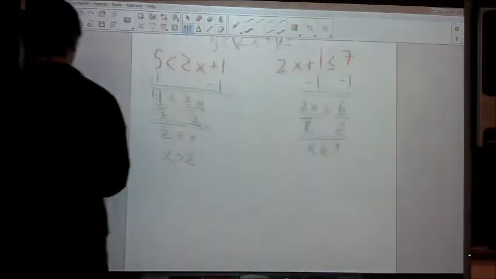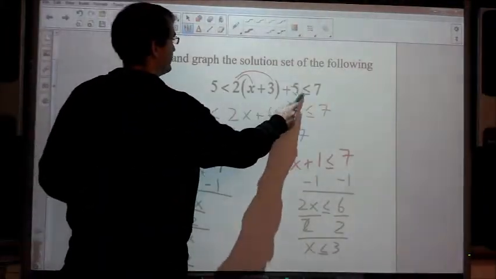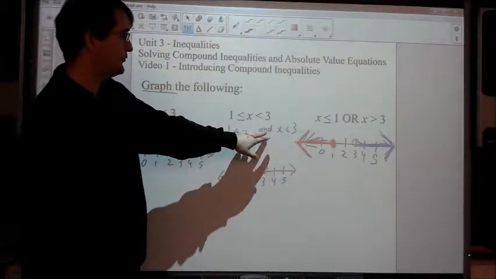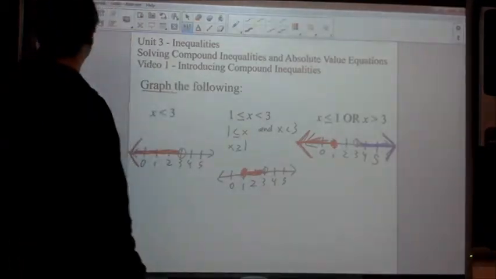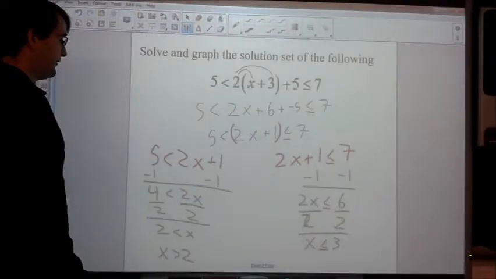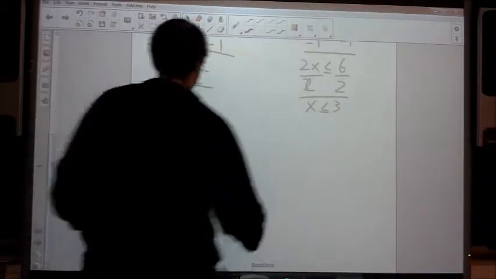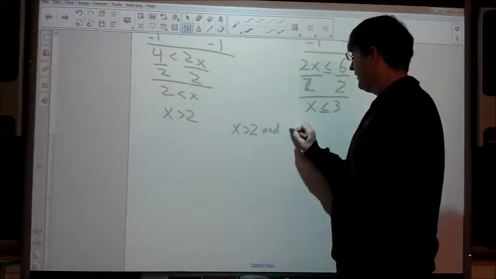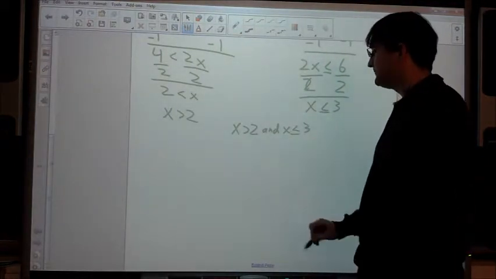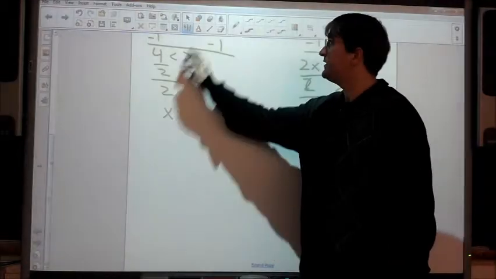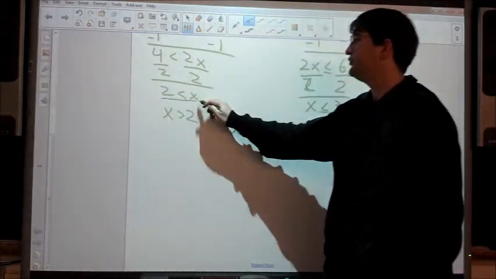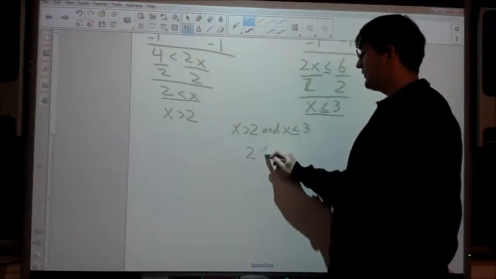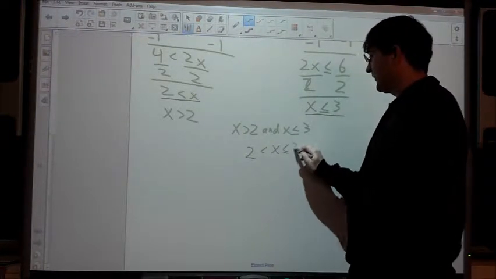Now keep in mind, this does work because we have these two inequalities and there's no or. It is implied, just like it was before, that there's an and between those two things. So when I describe my solution, what I'll say is that x is greater than 2 and x is less than or equal to 3. Or to use the more standard notation, I could just say 2 is less than x, which is less than or equal to 3.